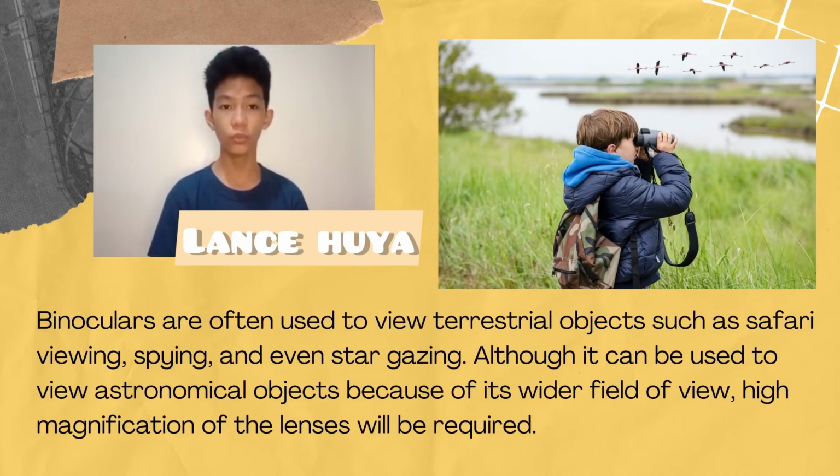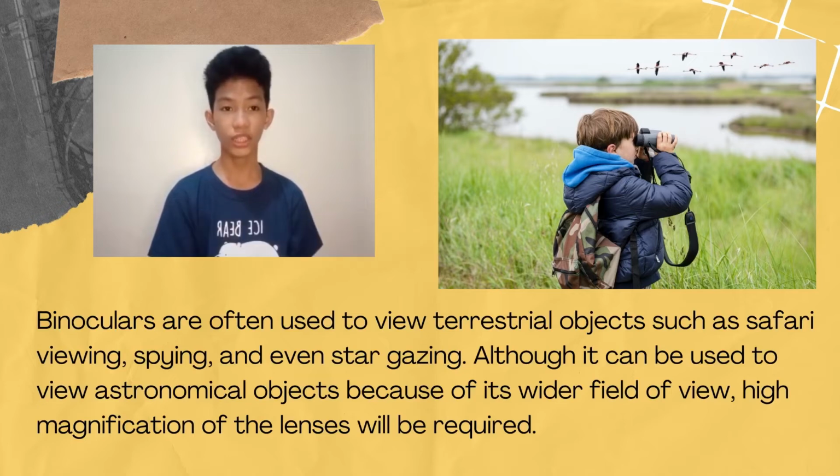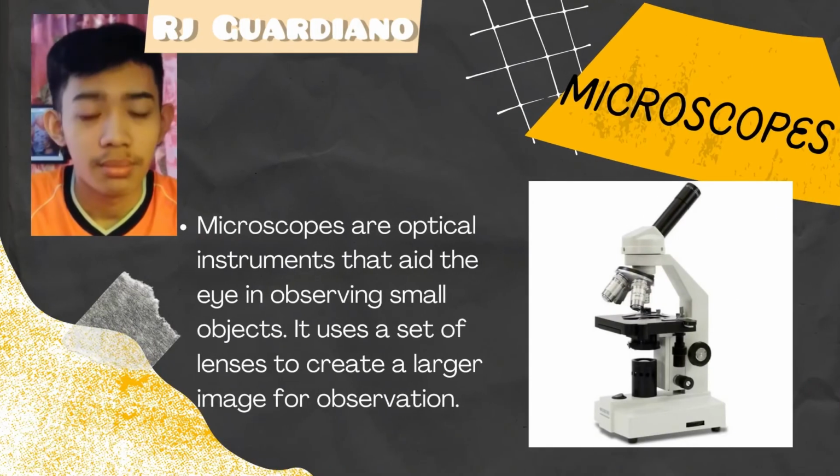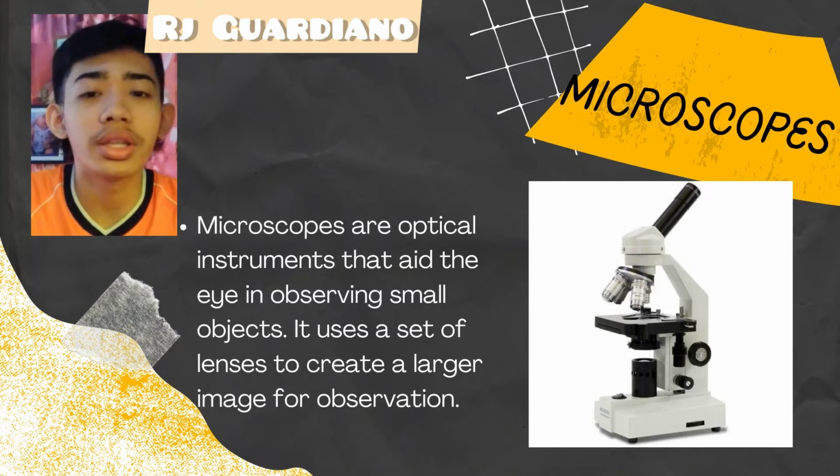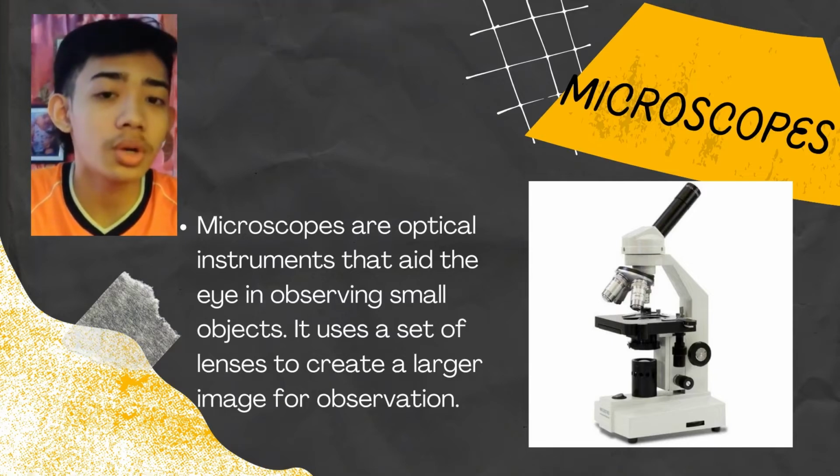Binoculars are often used to view terrestrial objects such as safari viewing, spying, and even stargazing. Although it can be used to view astronomical objects because of its wider field of view, high magnifications of the lenses will be required. Microscopes are optical instruments that aid the eye in observing small objects.